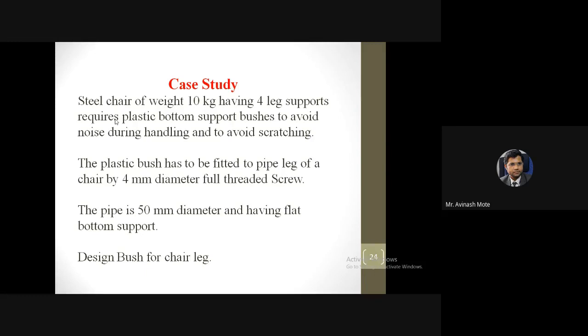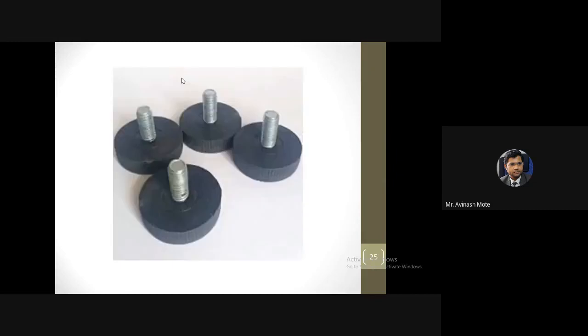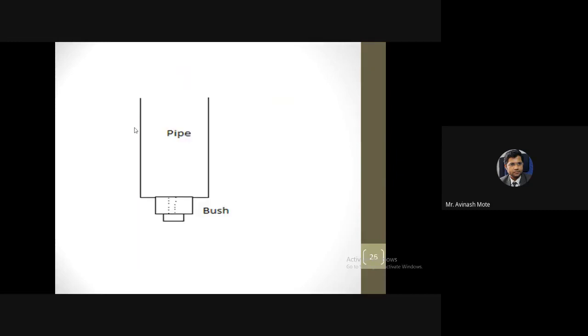Total load will be 80 kg, and this 80 kg load will be distributed on the 4 legs. Simple calculation: 10 kg chair weight, 70 kg person weight, total weight 80 kg. Number of legs 4. So per leg it is 80 by 4, 20 kg. What is the meaning? Each leg will have to bear 20 kg load, so each bush has to bear 20 kg force.